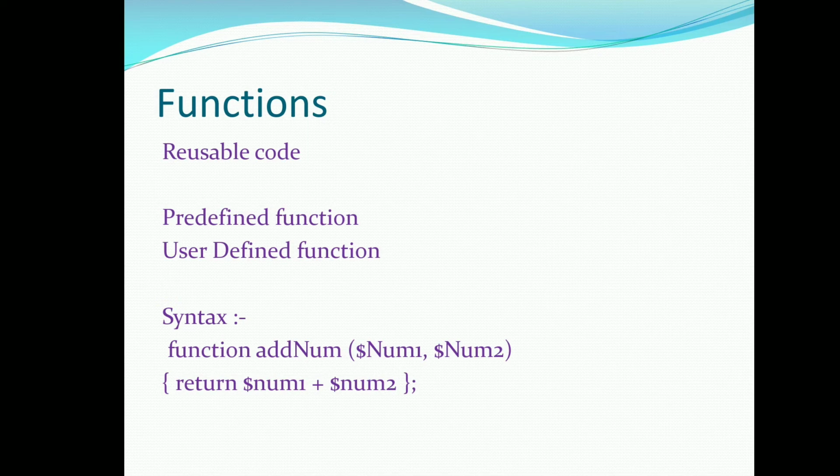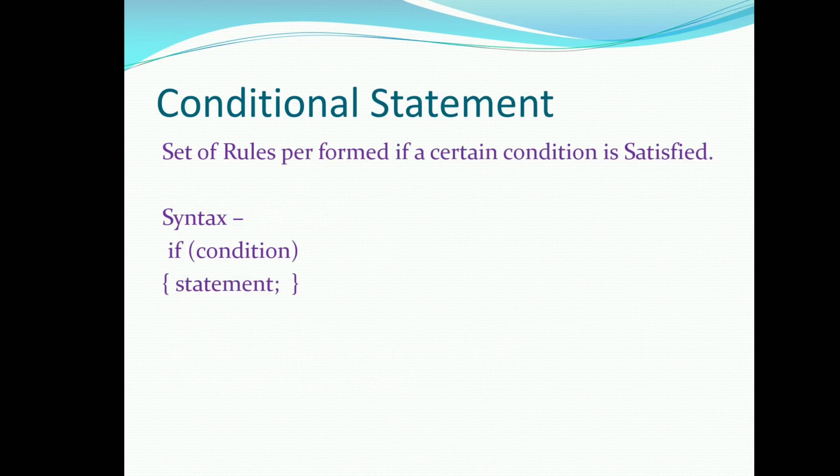A function is a block of organized, reusable code that is used to perform a single related action. There are two types of functions, predefined and user-defined. A predefined function is an inbuilt function and a user-defined function is defined by the users. The syntax for creating a function is function, the name of the function and the variables you want to store in it. Then inside the brackets you can execute any command on it.